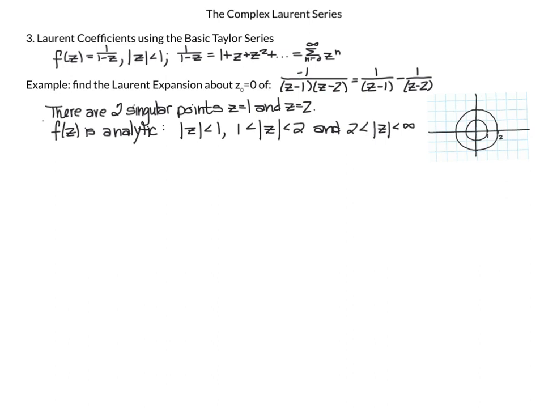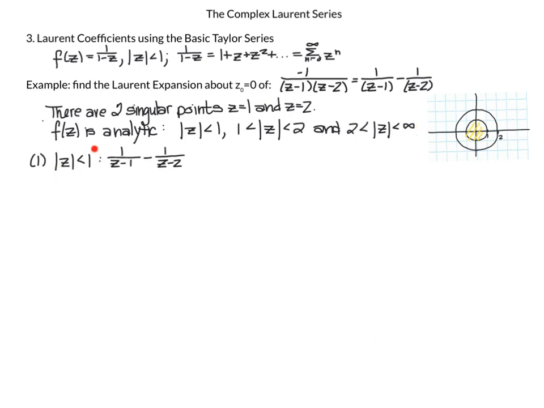You can see there are two singular points. One is at z equals 1, and one is at z equals 2. So I drew these singular circles, z equals 1 and z equals 2. So f of z is analytic when the absolute value of z is less than 1. It's analytic when z is between 1 and 2, so not equal to 1 or 2, but between 1 and 2, and then when z is greater than 2. So now we're going to have to work this problem for each section: the case for z less than 1, another case for z between 1 and 2, and the third case for z greater than 2.